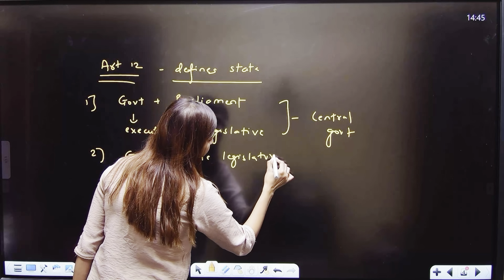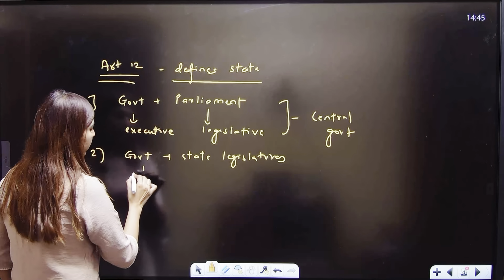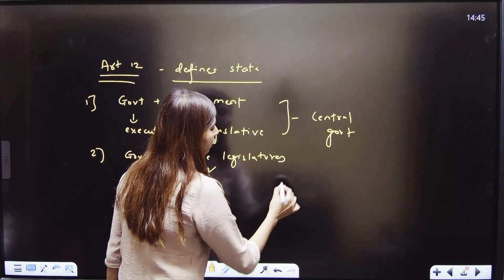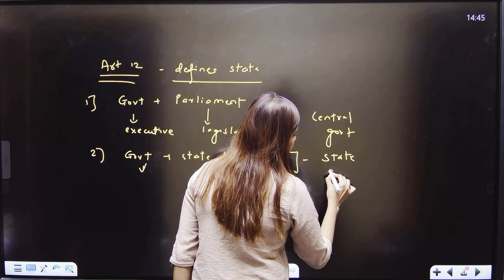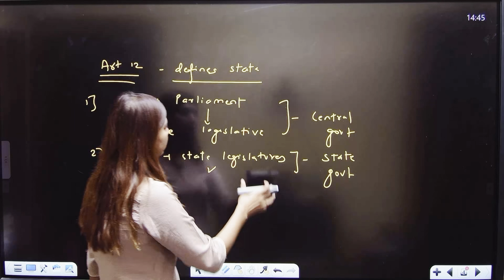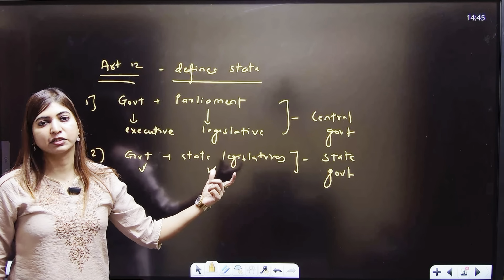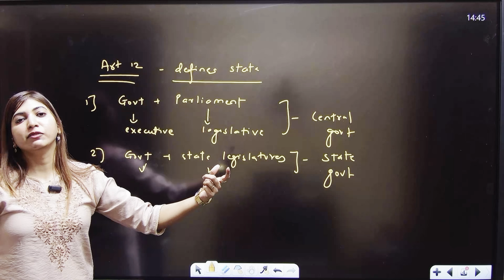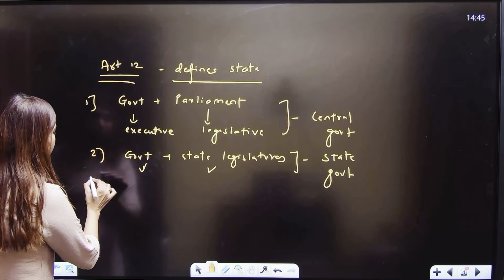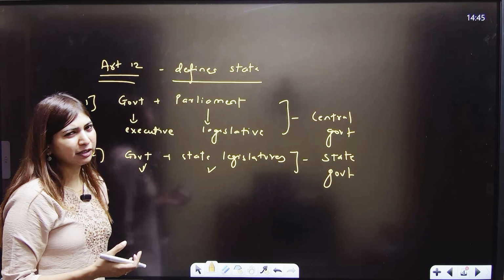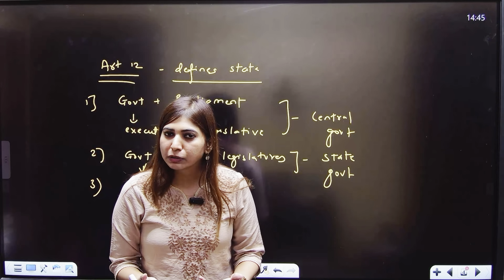Second, again government plus state legislatures. This will be again executive. This is the legislative organ of the state government. So here we can understand the central government and state government this way. The executive and legislative organs of both will be defined as state under Article 12. Done? Fine.